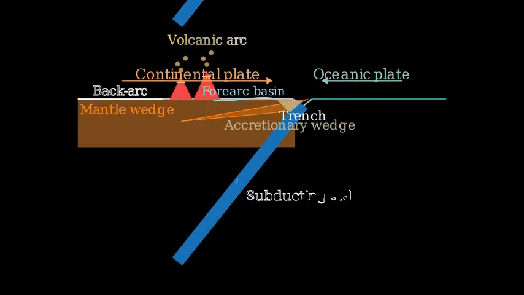Convergence compresses the overriding plate. Thrust faults stack slices of crust, thickening and uplifting the margin, while continuing arc volcanism builds high peaks. This is the essence of Cordilleran-style orogeny.